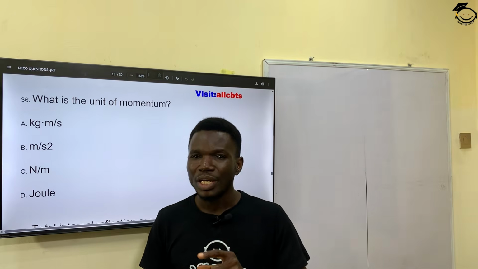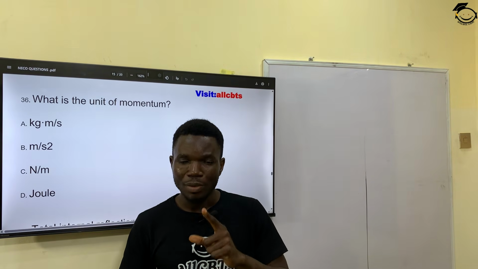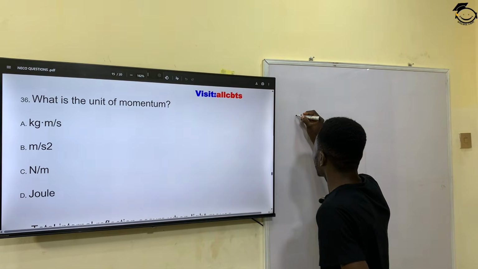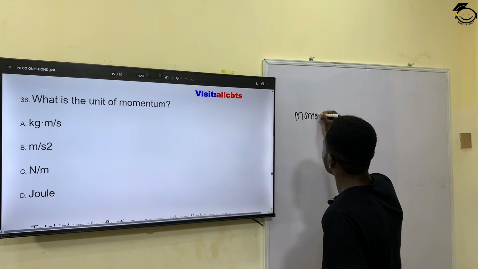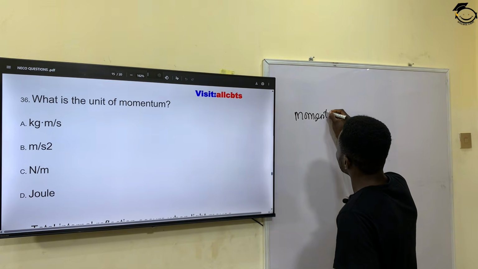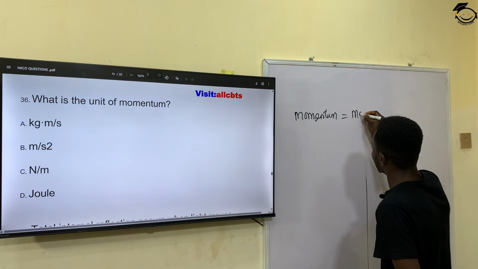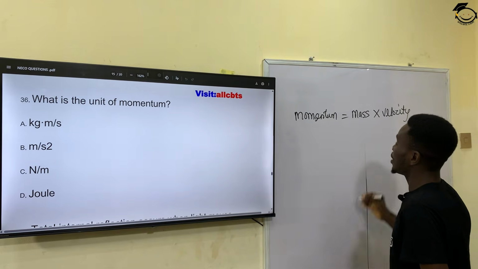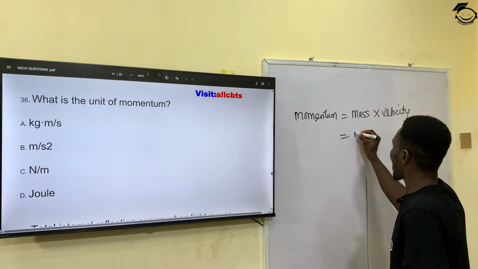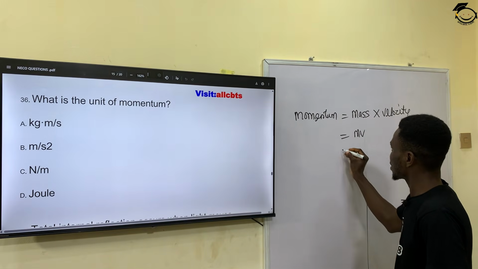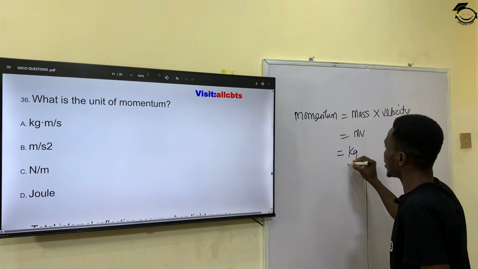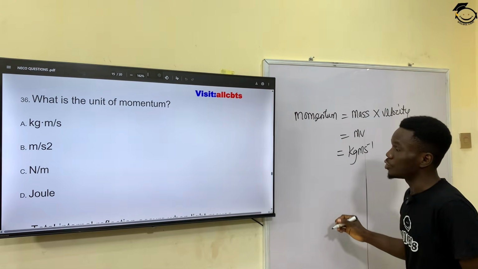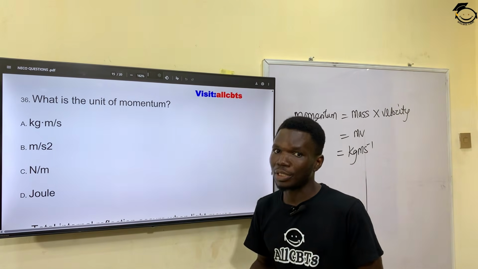So that takes us to question number 36, which says, what is the unit of momentum? The unit of momentum is gotten from the formula of momentum. Momentum is simply the product of mass and its velocity. So momentum is equal to mass times velocity. So if momentum is mass times velocity, this is saying I have what? mv. And if I have that, it means that my momentum is measured in kilogram, which is the unit of mass, and what? Velocity is what? Meter per second. So the unit of momentum is simply kilogram meter per second.